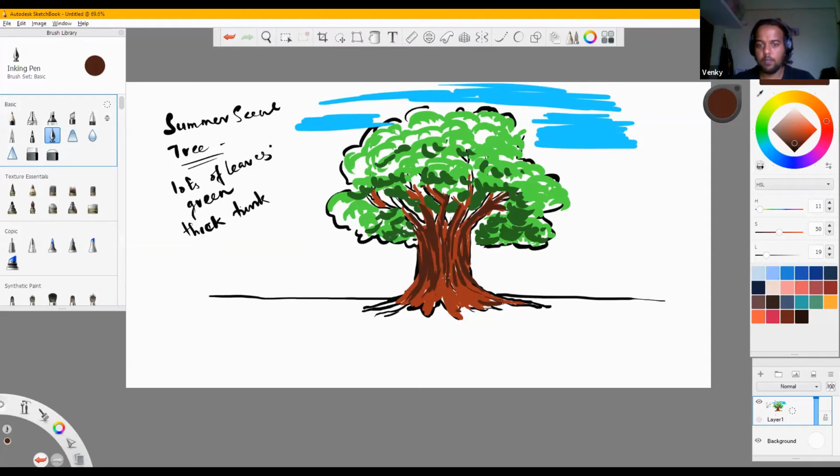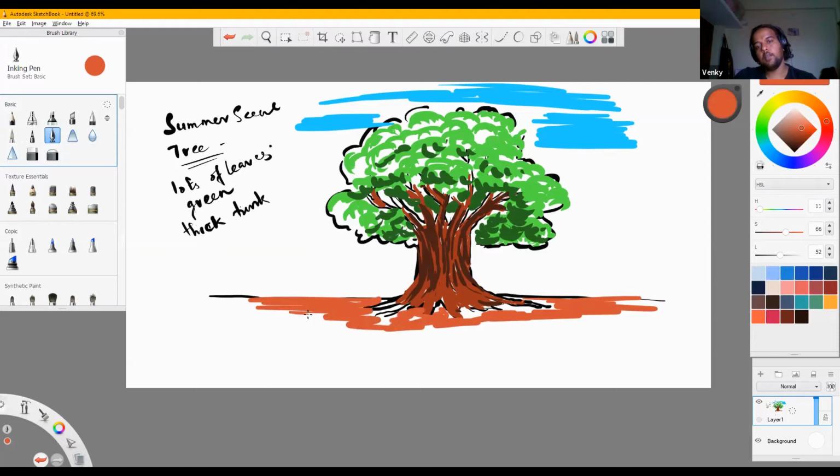Yeah, so now we're almost roughly there. The idea of the tree is in place. We have the colors in place. Now, if you want to make it look like something particular, then we go for study.